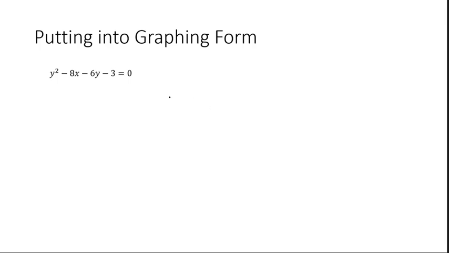So to do this, what you want to do is you want to see which term is not being squared, or which variable is not being squared. So we see the y is being squared, but the x is not. So what we do is we want to solve this equation for x, putting it in the format of x equals a times y minus k squared, and then plus h. So something like that. So to make this happen, we want to get x by itself. But it's actually maybe a little simpler if you just get the y's together on one side. Because what we're going to have to do is we're going to have to complete the square to make the y's into a perfect square trinomial.